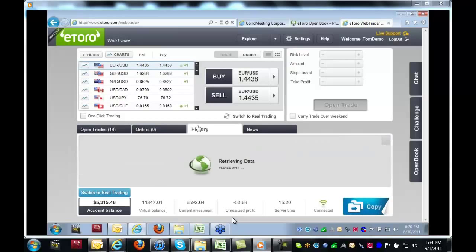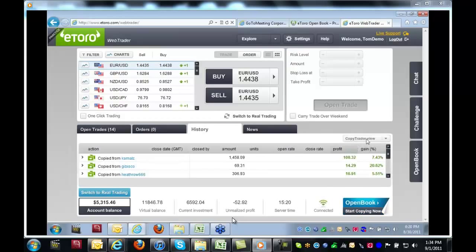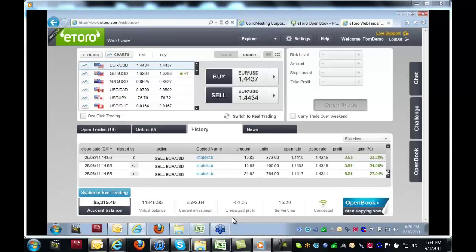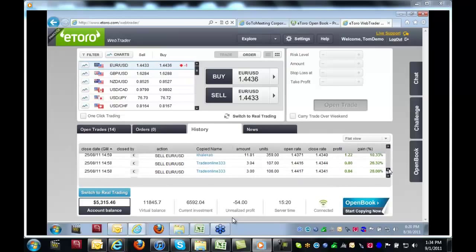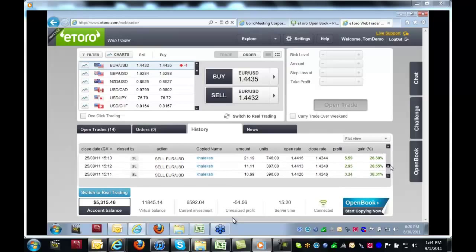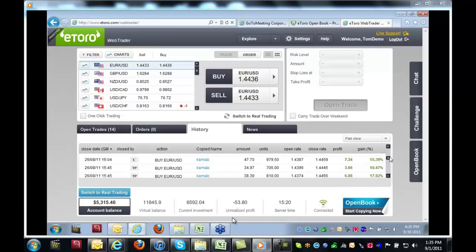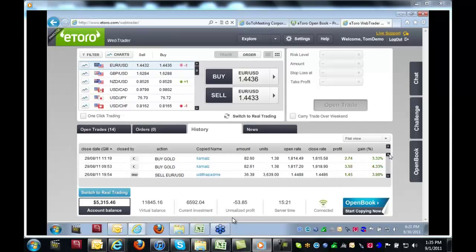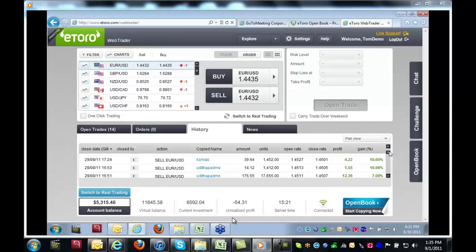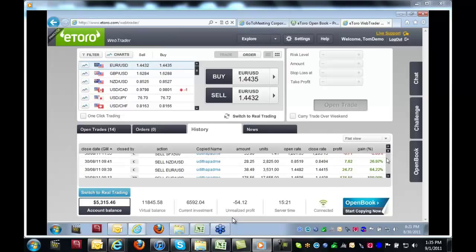Want a proof? Let's go to the history, and let's look at that. Here is the history of my positions. Copied name, profit, the percentage of gain. Some of these are small, some of these are larger, but overall, look at the green. Some of them are red, yes, but much more green than red. And that's the best thing about it, because I didn't do anything here. I really didn't.